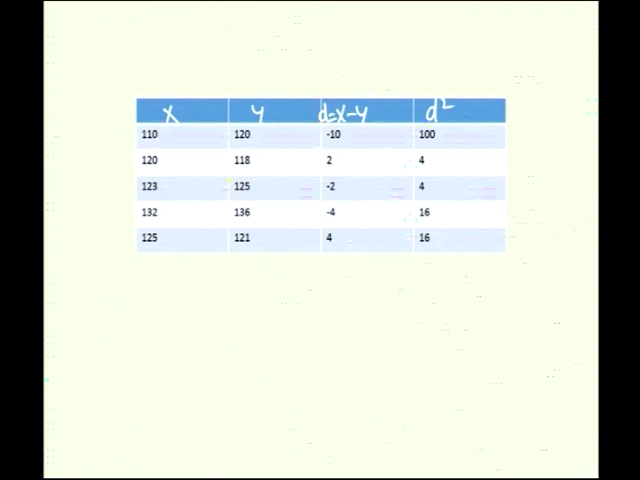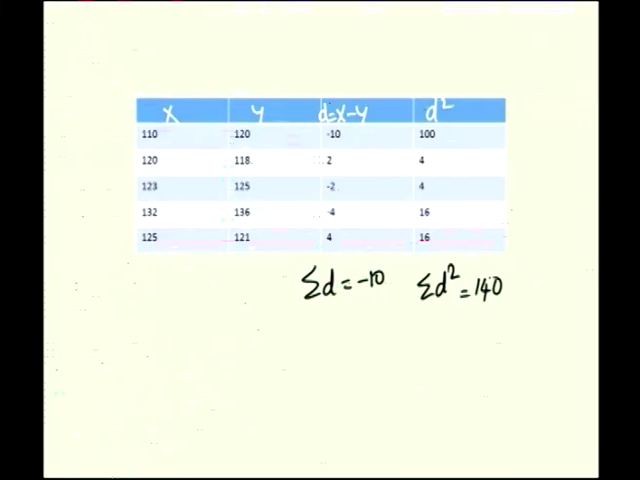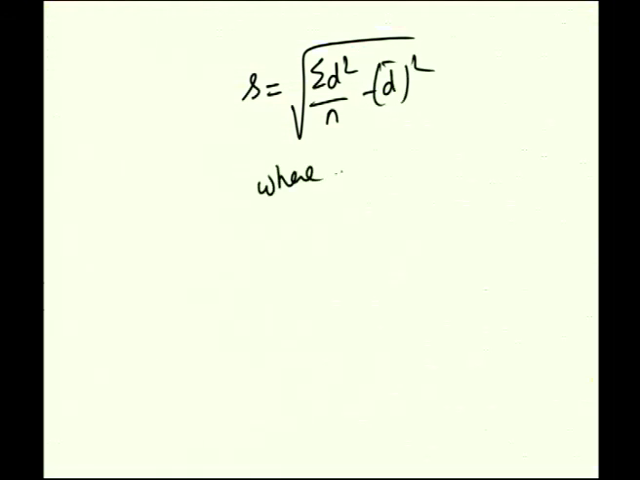So, x is 110 and y is 120. So, 110 minus 120 is minus 10 and its square value is 100. Like that this tabular column is formed. So, what is the summation d here? Summation d is equal to minus 10, and summation d square is equal to 140. First of all we have to calculate s, then we will calculate t. s is equal to root of summation d square by n minus d bar square, where d bar is equal to summation d by n.